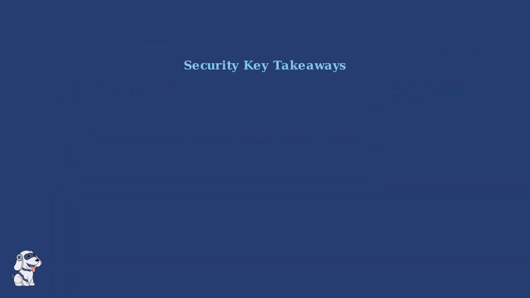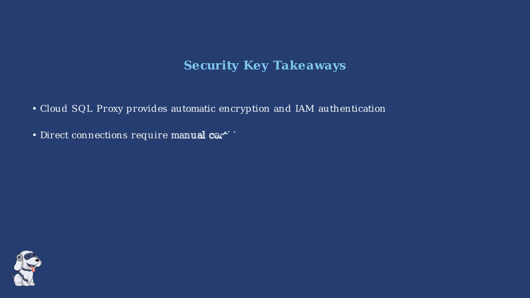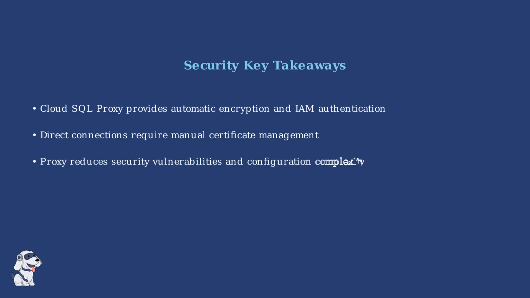Here are the key security takeaways when choosing between Cloud SQL proxy and direct connections. The Cloud SQL proxy automatically handles encryption and uses Cloud IAM for authentication, making it much more secure by default. Direct connections require you to manage certificates manually, which can introduce security risks if not done properly. The proxy significantly reduces both security vulnerabilities and configuration complexity, making it easier to maintain secure connections. For production workloads, the Cloud SQL proxy is strongly recommended due to its superior security features and ease of management.